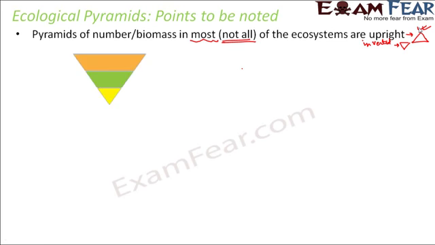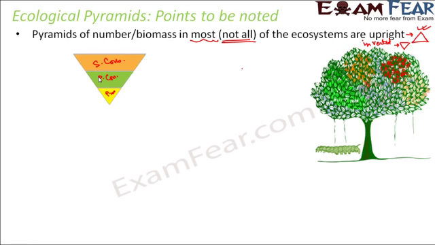One such example where we get an inverted pyramid, in the sense the producers are less here. These are the producers and these are the primary consumers. This is secondary consumers and so on. As you go higher in the trophic level, the number of organisms increases. The amount of biomass also increases. One such example is insects which are feeding on a tree. There is one big tree, but there are a lot of insects which are eating from this tree. So in that case, what will you say?